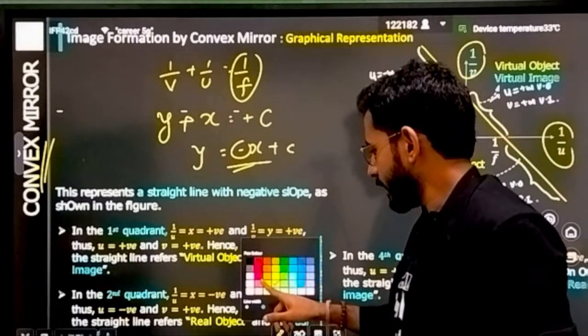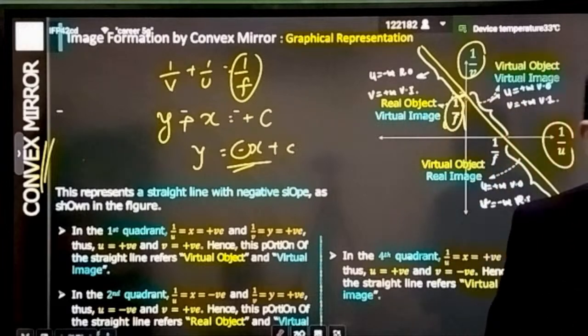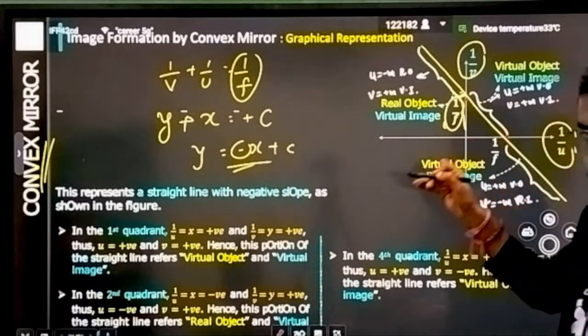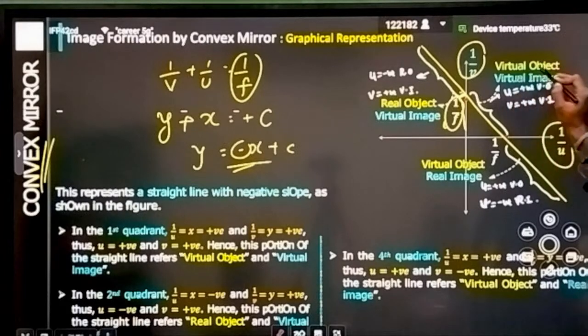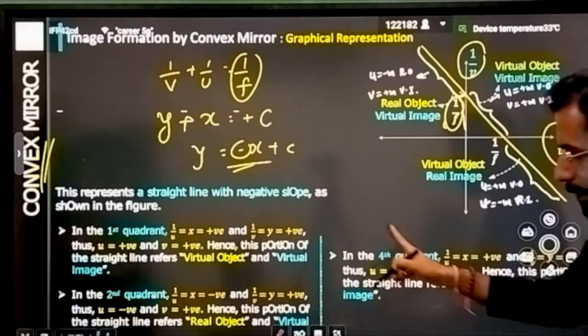Now, what are the important points that you have to understand here? What are the possibilities? This line actually reflects what kind of images the mirror always makes. See, for the first quadrant, it is given here completely in depth.